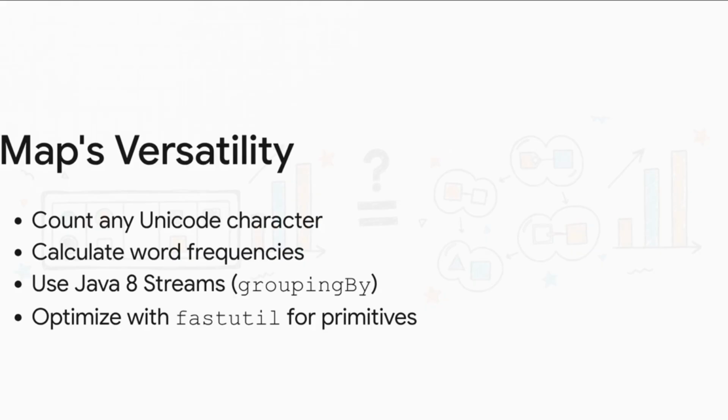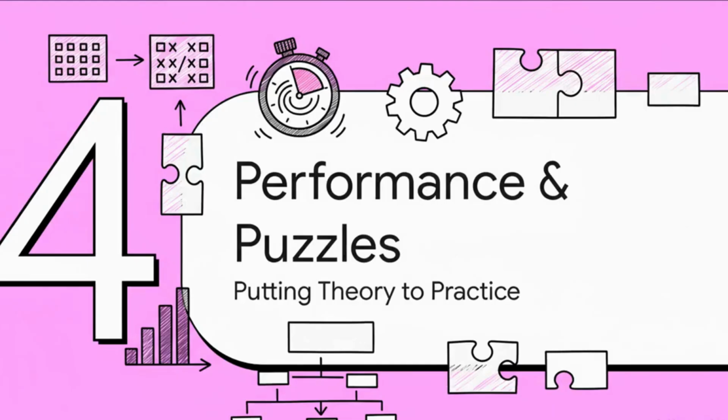And if you really need to squeeze out performance, you can even bring in special third-party libraries that give you map-like flexibility with better memory usage. It's just so versatile. All right, theory time is over. We've seen both tools. Now it's time to put this stuff into practice. Let's see how these two stack up in the real world when we look at performance, and then we'll use our new skills to crush a classic coding interview problem.